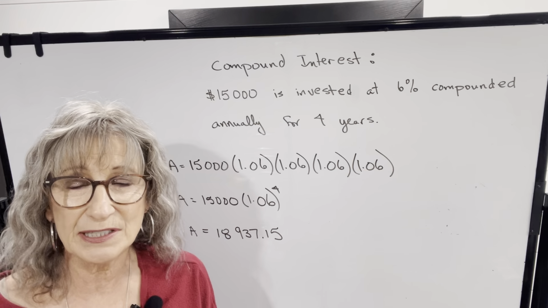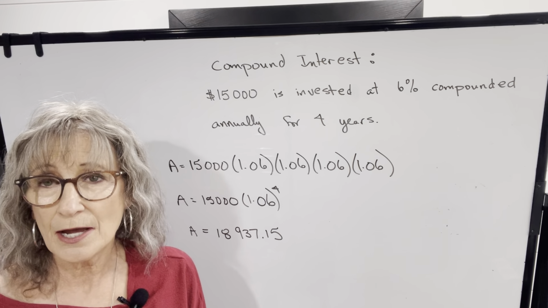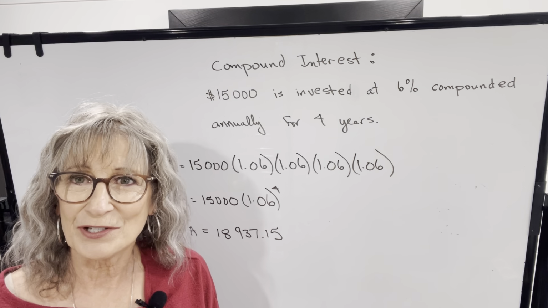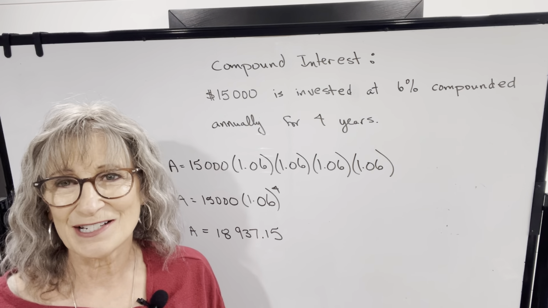The example that we did, we had the interest being compounded annually, but there's different time periods that compound interest can happen. It can be done semi-annually, quarterly, monthly, weekly, daily, and so on. So let's take a look at what the formula looks like with different compounding periods and do some examples.